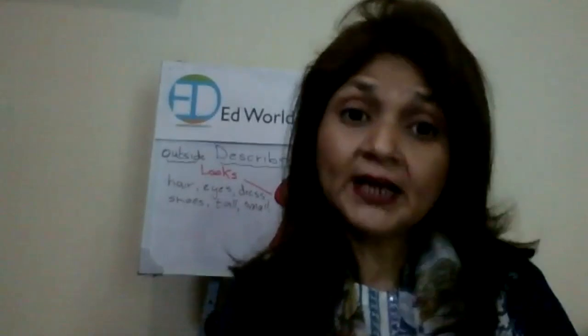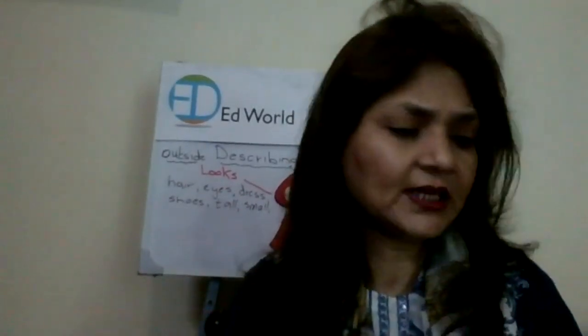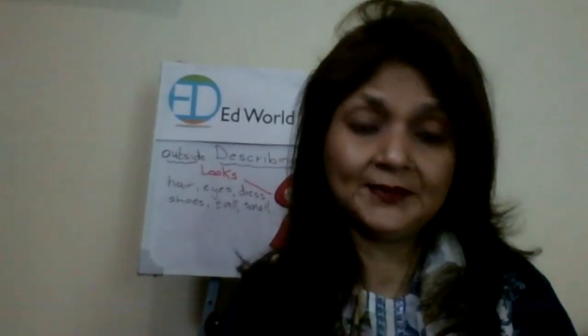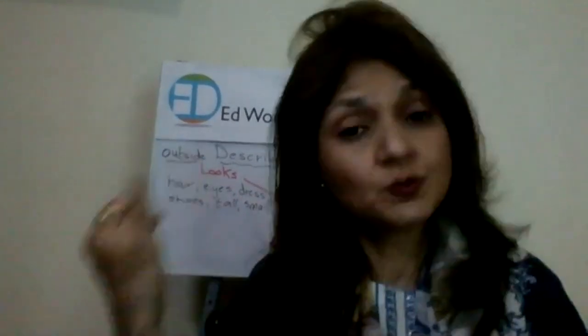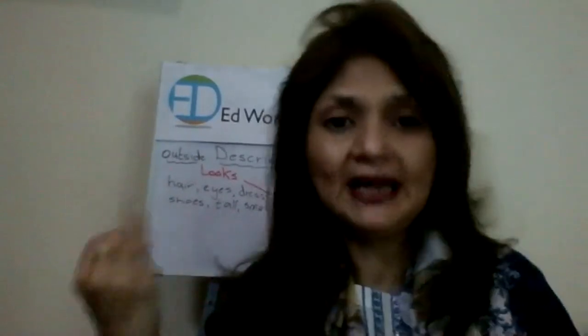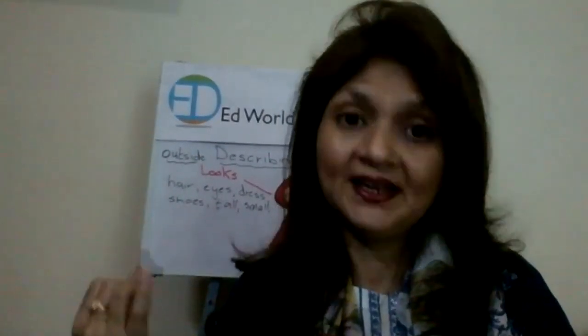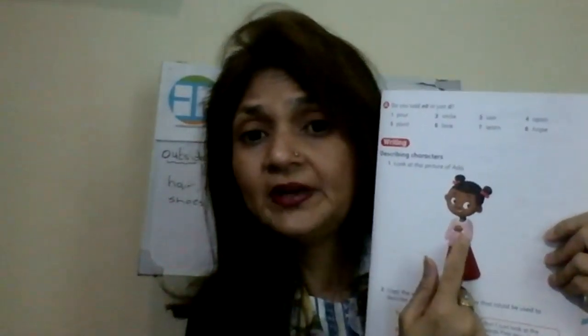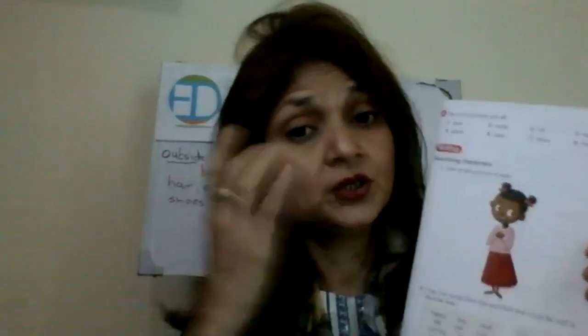So when you look at this picture, what comes to your mind? How does she look? She's a small girl with black hair and big eyes. Her eyes are big. And what color of dress is she wearing? She's wearing a pink shirt and a red skirt, right? So now the outside part is done.